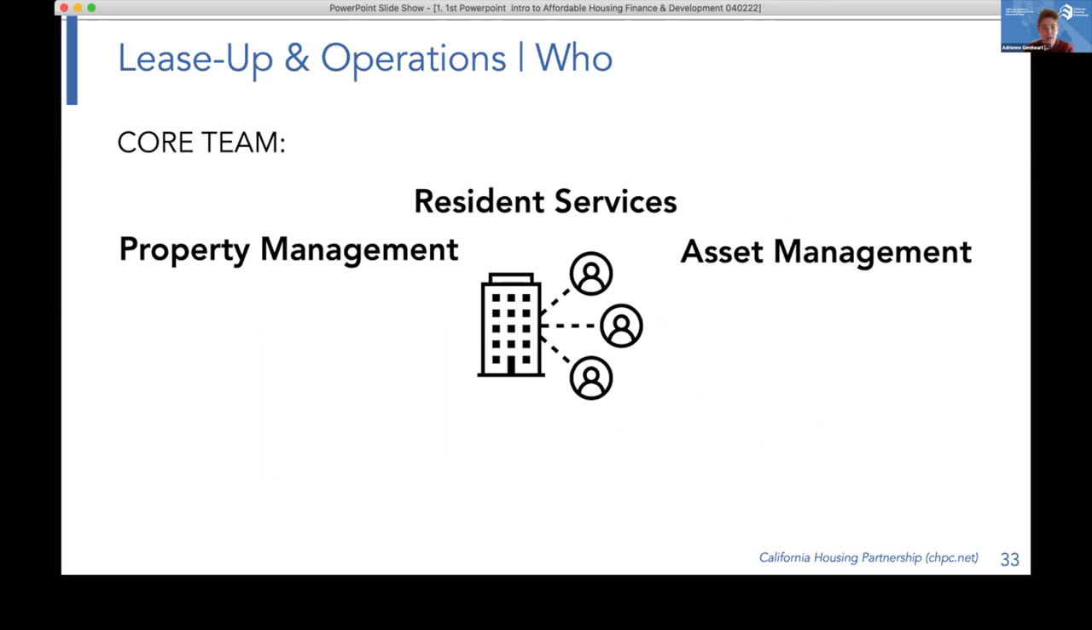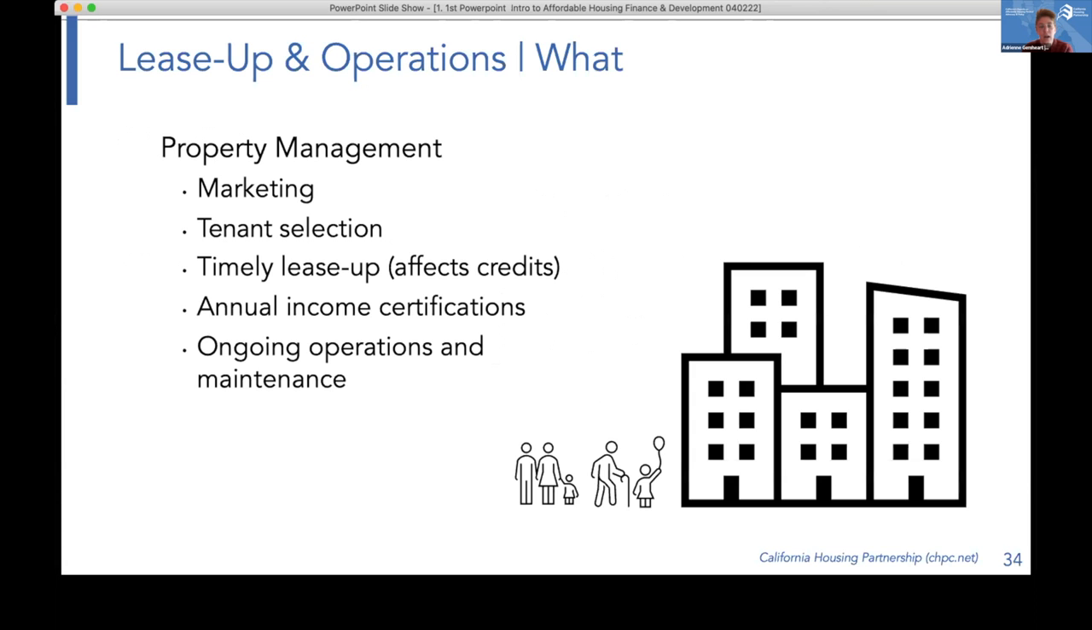So who is a part of this process? You have the property management team that works on lease up and is on site through the operations period. You have resident services providing services to residents. And then you have asset management, and we'll talk a little bit more about what each of these three parties do.